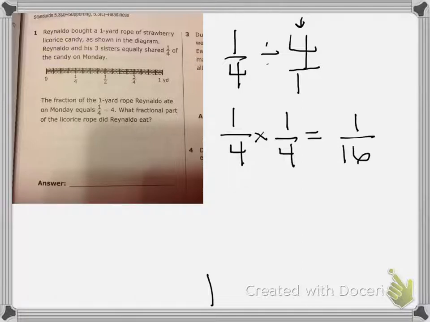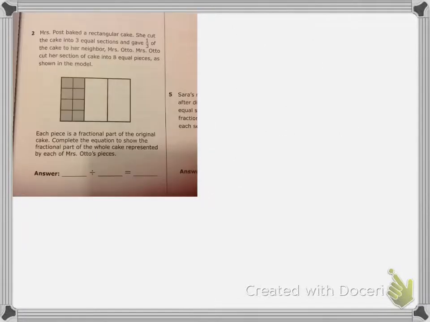So what fraction did he eat of that rope candy? He ate 1/16, because when it said he had 1/4, he didn't have 1/4. He had this 1/4 right here, because he and his sisters ate 1/4 of it all together. And so he had 1/4 of 1/4. All right, so that equals 1/16. Okay? All right, so we look at the next one here.